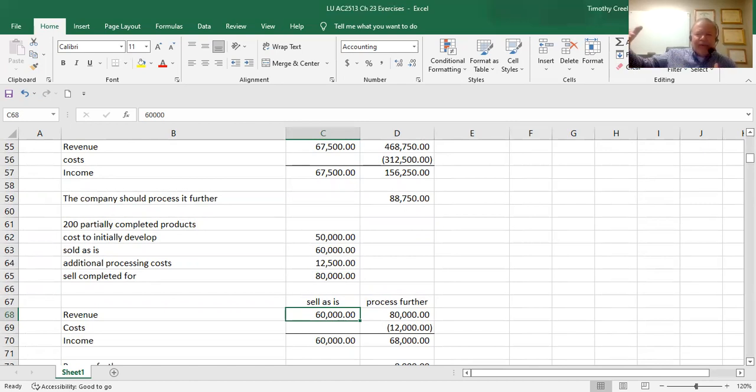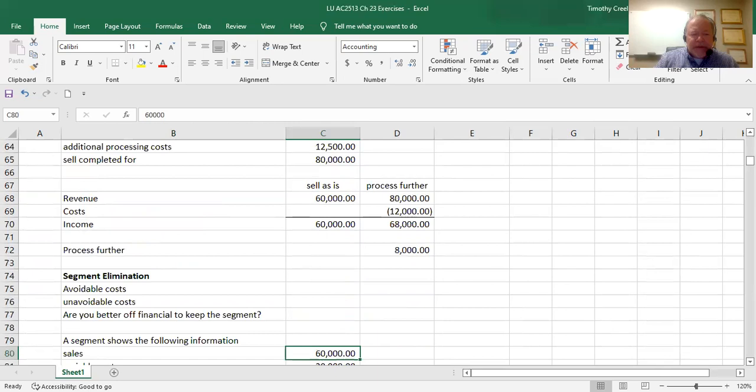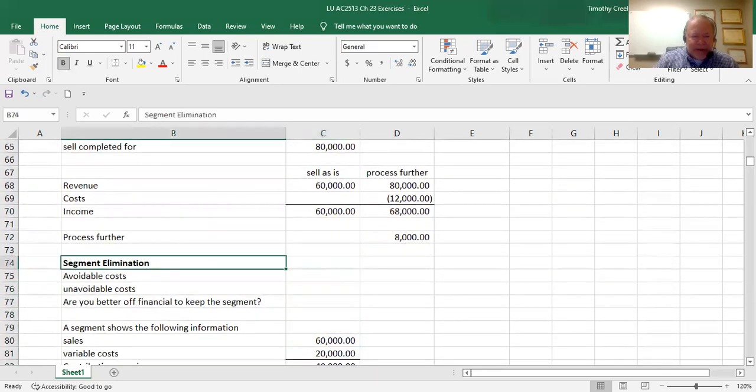I mean, if everybody's processing it further, there might be less supply of sell as is. So there might be more of a market for selling as is. So again, it's something that they want to look at regularly when making business decisions. And sometimes it comes down to the needs of the company or the needs of the marketplace, as I just discussed. Okay, now our third decision we're going to look at is segment elimination.